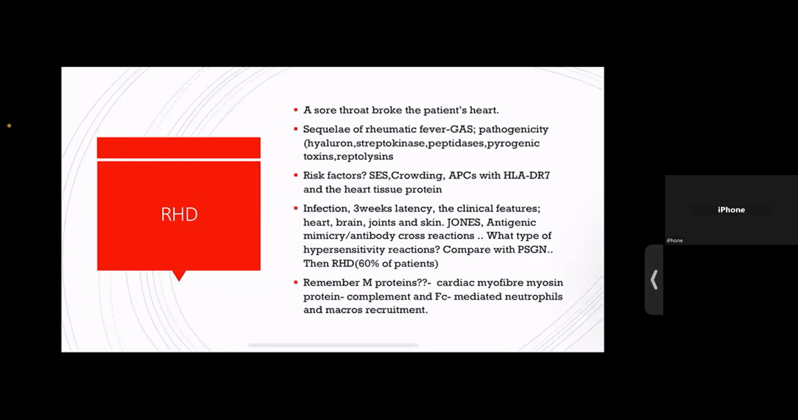Okay. So then again, we also have the brain, especially in the basal ganglia, the striatum. And then we have the joints because of the presence of hyaluronidase. You remember the hyaluronic acid that is found in the joint capsule. Remember, this is going to be targeted by the hyaluronidase enzyme that is produced by the gram-positive Streptococcus. Okay, and then we also have the skin, and that is why there is this mnemonic of JONES.